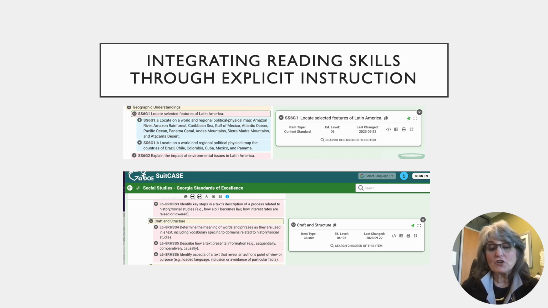At this point, let's start talking about the importance of integrating the reading skills into a lesson plan. So we've gone through every stop on the lesson plan, and now we're going to talk about how to write explicit instruction to meet the needs of your students through the marrying of content with the reading, the literacy. So you have to marry the two together.